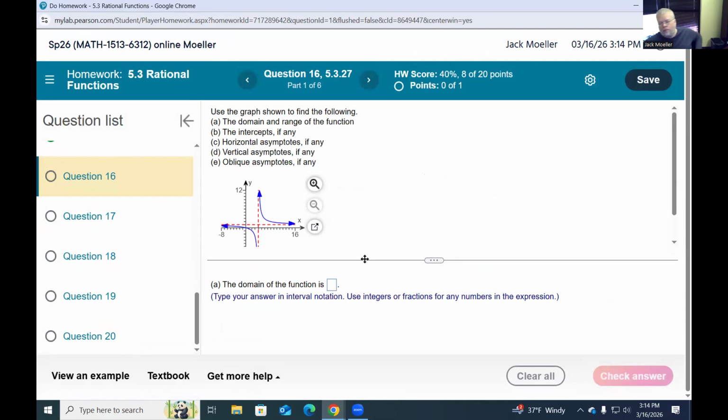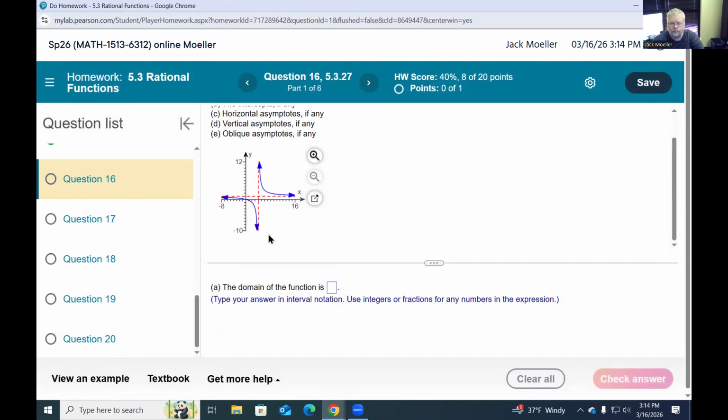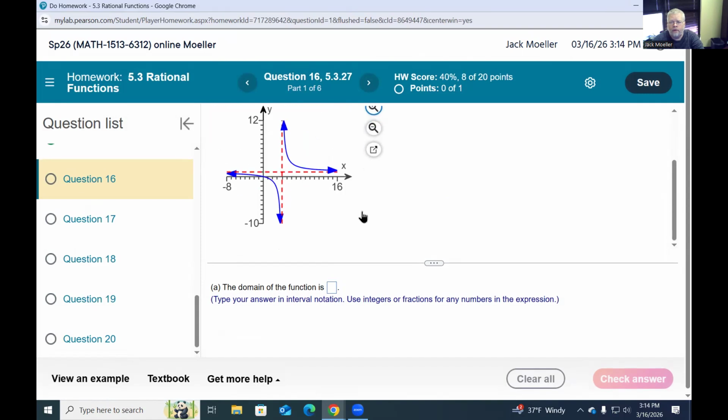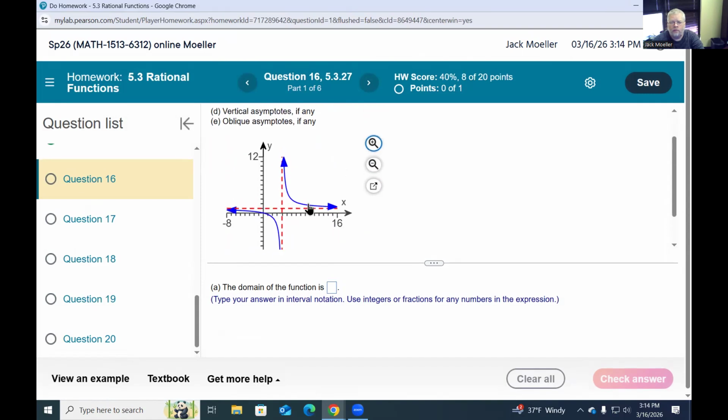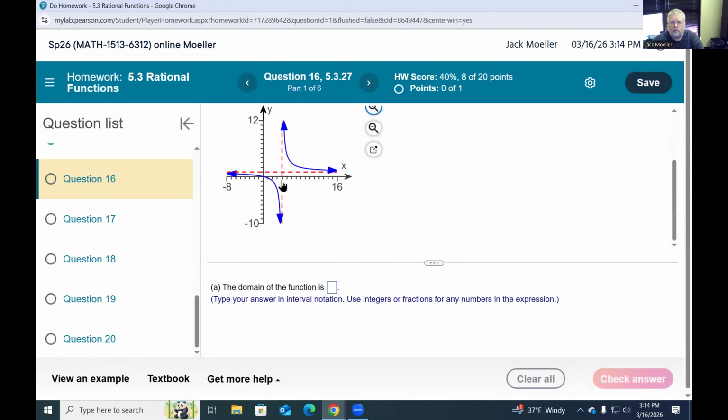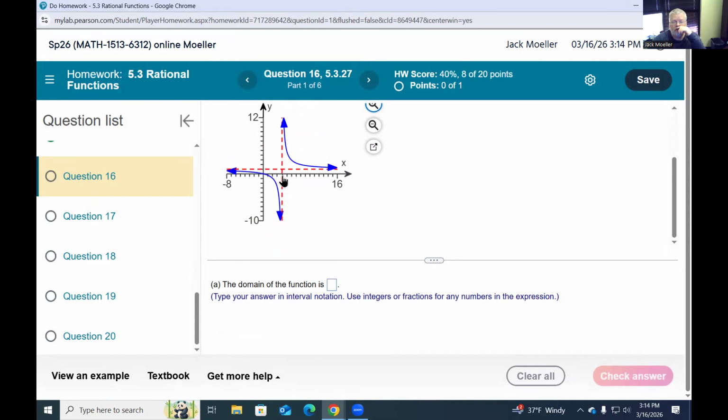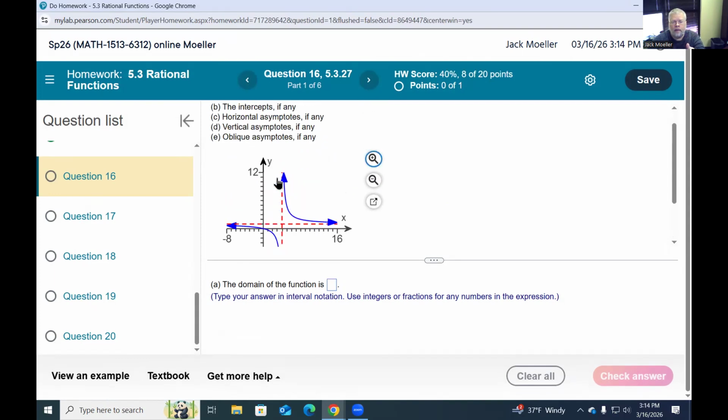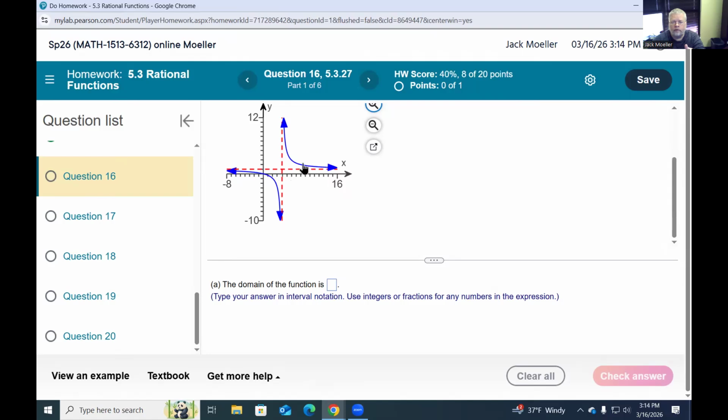So here's the multi-step questions, domain and range. And so they give you the picture. So let's look at this a little bigger. There is, okay, so the domain is left to right. And so remember, if you have a vertical asymptote, there's going to be a gap in the domain. The gap in the domain is at your vertical asymptote.